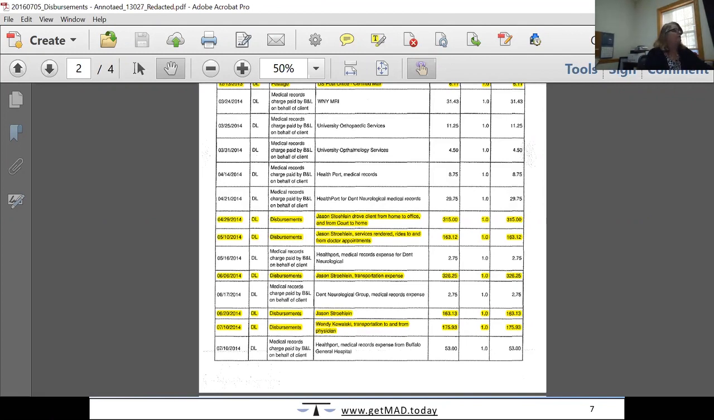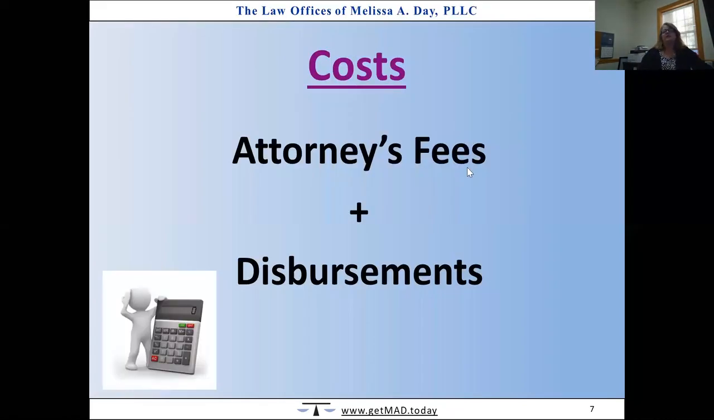So always make sure that when you are determining the cost of litigation and as part of your due diligence, you obtain an itemized list of the disbursements and take a look at them to see whether or not those costs are reasonable. If you have questions about what is reasonable, I'd be happy to take a look at those for you when you have a specific example.